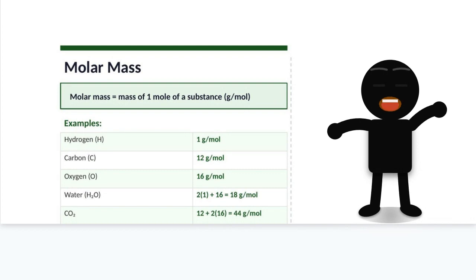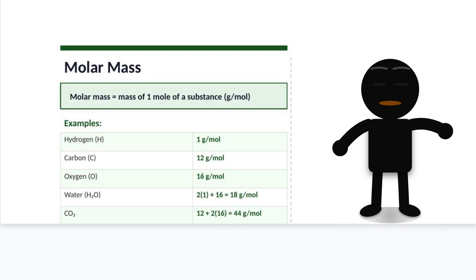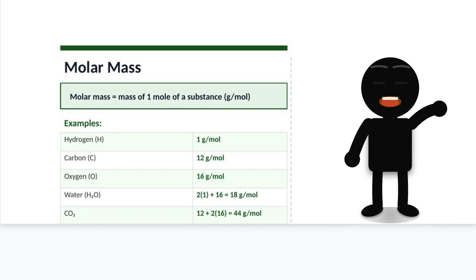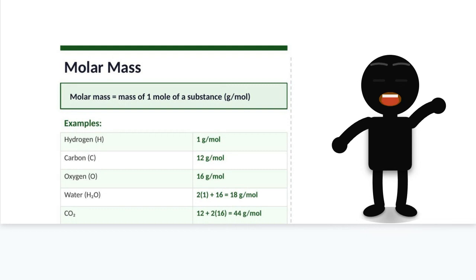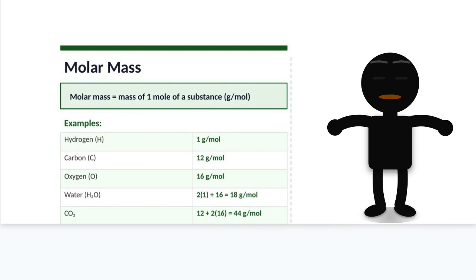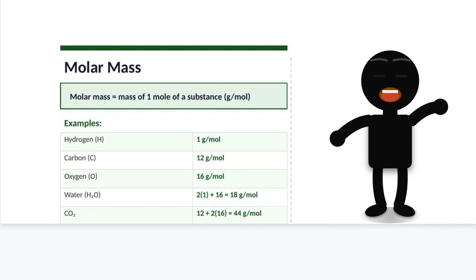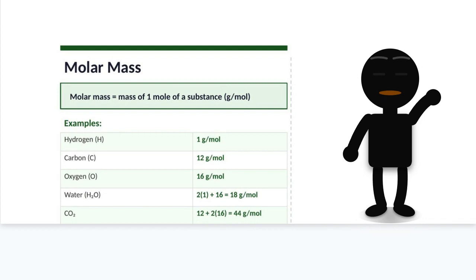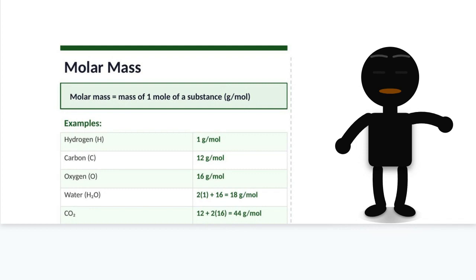For compounds, you just add up the molar masses of all the atoms. Water is H2O, so it is 2 times 1 plus 16, which gives 18 grams per mole. Carbon dioxide, CO2, is 12 plus 2 times 16, which is 44 grams per mole. And sodium chloride, NaCl, is 23 plus 35.5, giving 58.5 grams per mole. You should be able to calculate the molar mass of any compound quickly. Practice with a few from the periodic table.